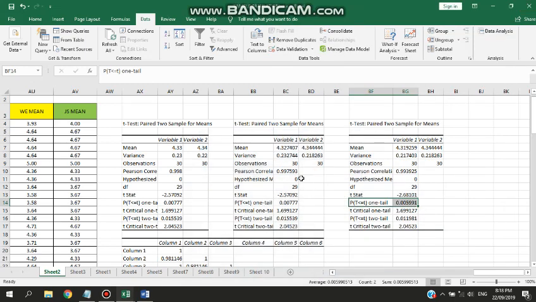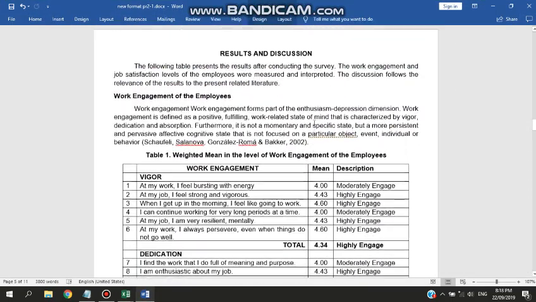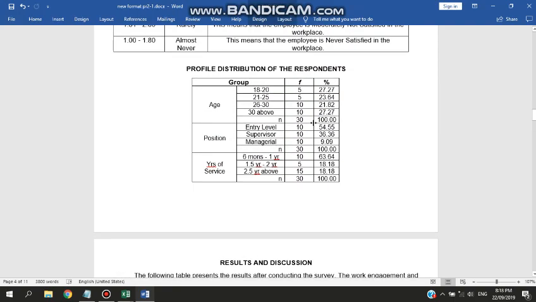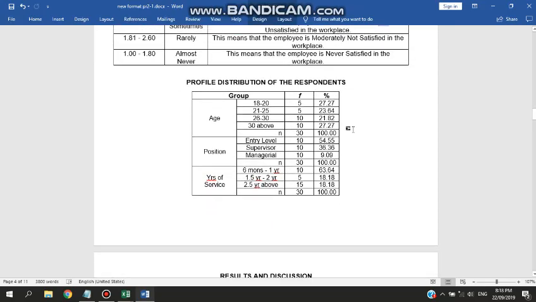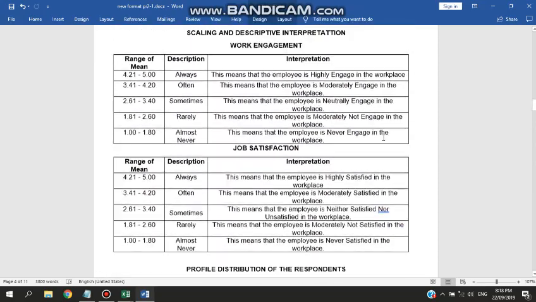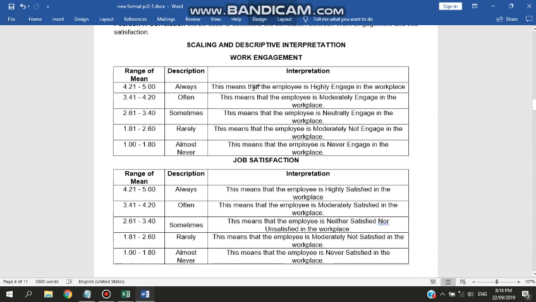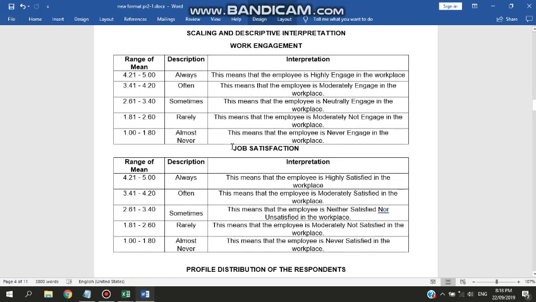So after conducting the t-test or paired t-test for your two continuous variables, you have to go to my format. So this is IMRAD format or the shortened IMRAD format. For this one, I included the scaling for each descriptive interpretation under two variables, work engagement and job satisfaction. Since we are utilizing two continuous variables, we might as well have a scaling para madali na lang yung interpretation kung anong ibig sabihin ng ganitong number.